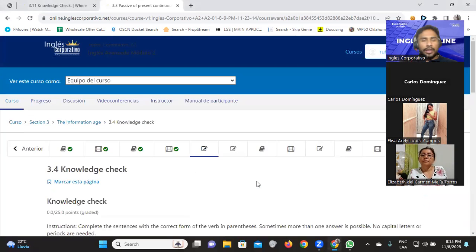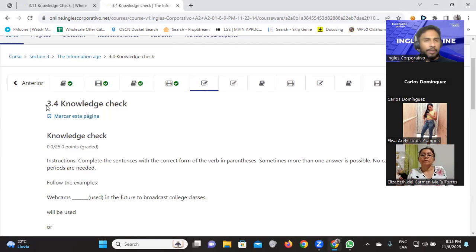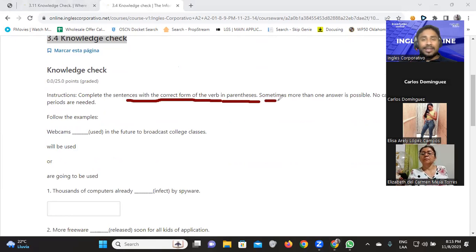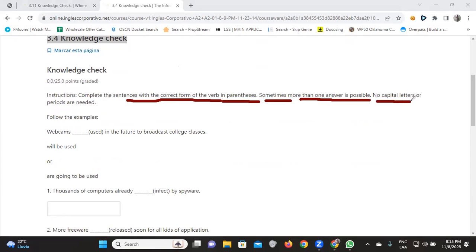All right, let's go to the next activity, which is section 3.8, knowledge check. Instructions. Complete the sentences with the correct form of the verb, in parentheses. Sometimes more than one answer is possible. No capital letters or periods are needed. Follow the examples. Webcams used in the future to broadcast college classes will be used or are going to be used.